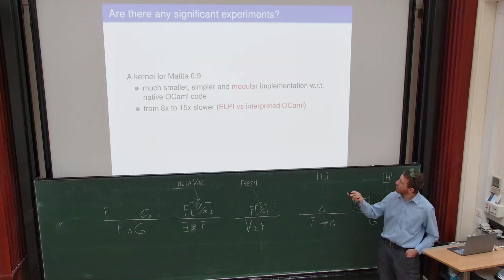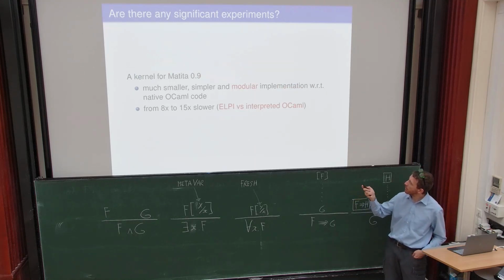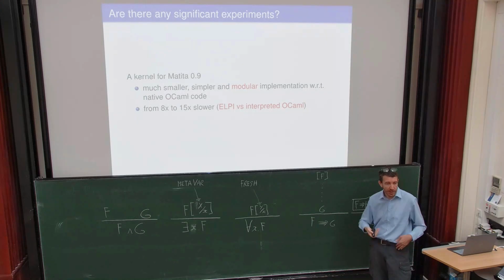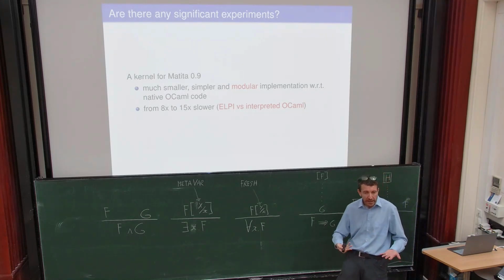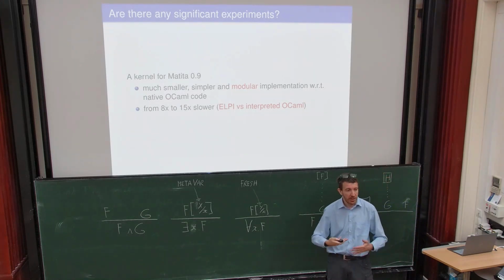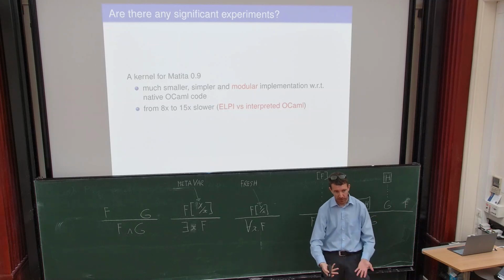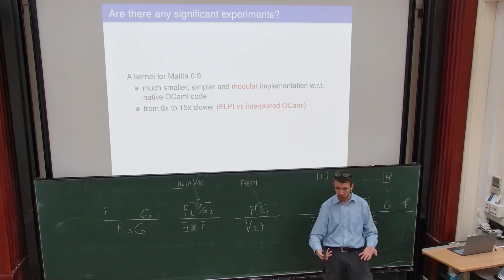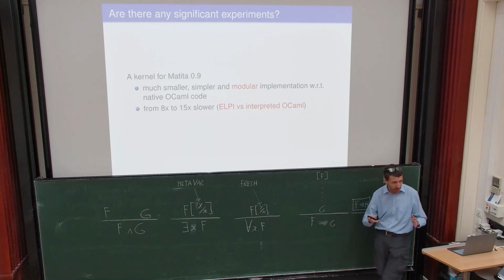We also have implemented, for example, a kernel for Matita 09. It is much simpler and more modular with respect to the native OCaml code, and it goes 8 to 15 times slower than the OCaml implementation. So if you want to have speed and you don't want to do prototypes, it's not the good language. Okay, you can be much faster with other programming languages. But if you want to design a prototype, that's very nice.